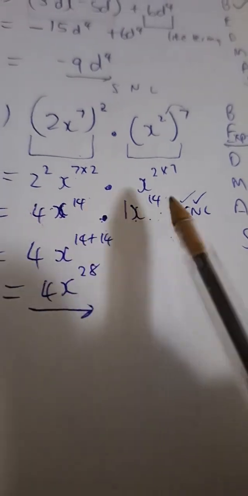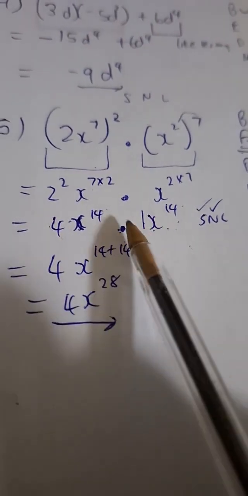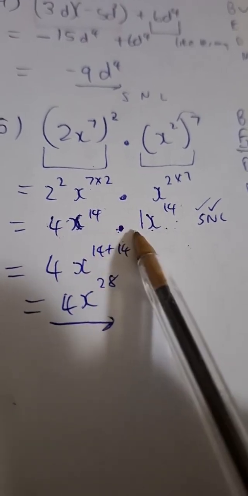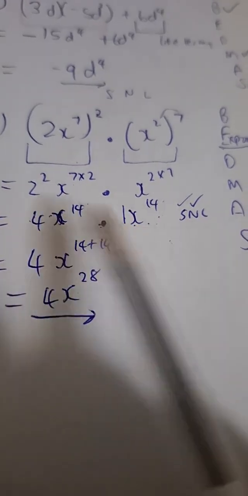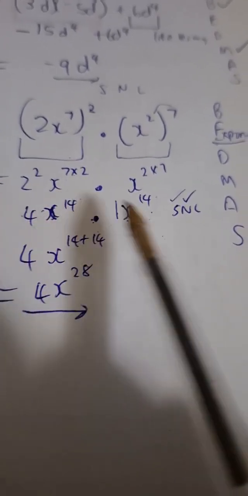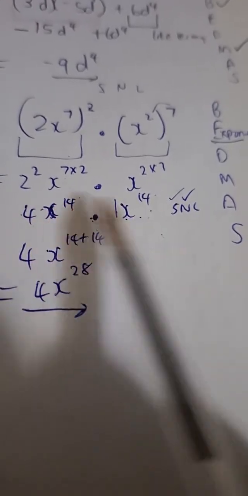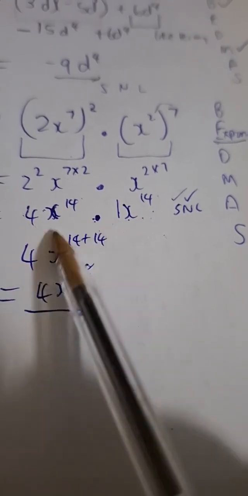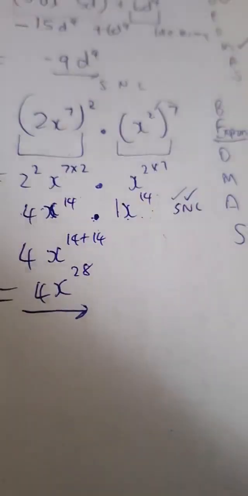This term, yes, is a like term to this one, but what is happening between these two? It's multiplication that is happening. So when we are multiplying, we apply SNL. We multiply the sign, we multiply the numbers, we multiply the letters. And when we multiply the letters, we remember our exponents, we keep the base, we add the exponent, we get an answer of 4x to the power 28.